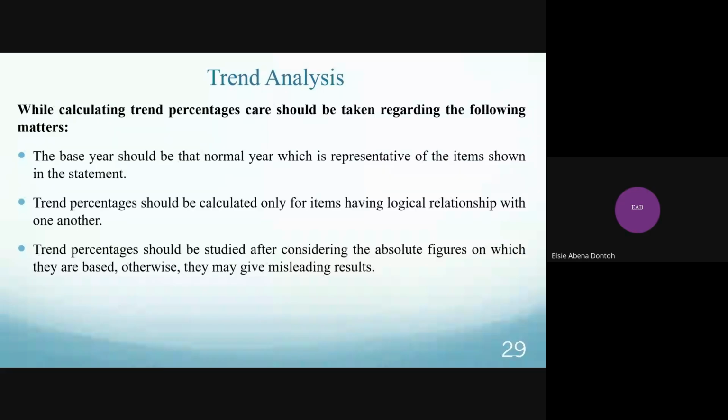The base year should be the normal year, which is representative of the items shown in the statement. Trend percentages should be calculated only for items having a logical relationship with one another. Trend percentages should be studied after considering the absolute figures on which they are based.